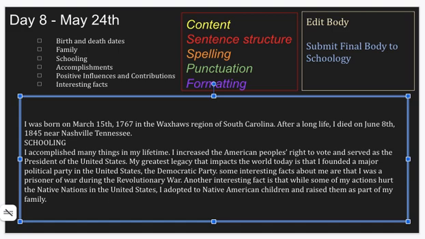Next, let's look at spelling. As I look over my writing, I notice a couple things that I need to edit. First, right here, I adopted 2 Native American children, but I have the wrong spelling of the word two. So I'm going to change that and make that edit. Another thing I need to change is to capitalize that S because it's the start of a sentence.